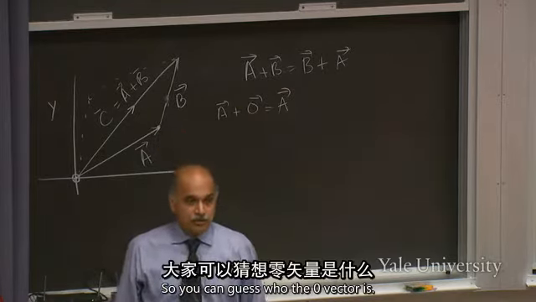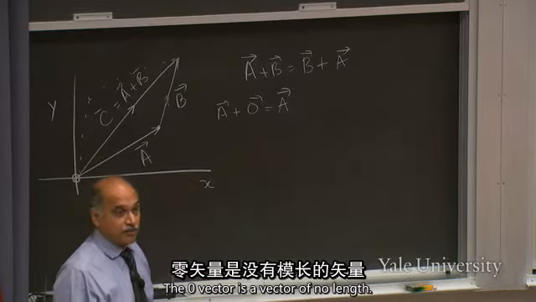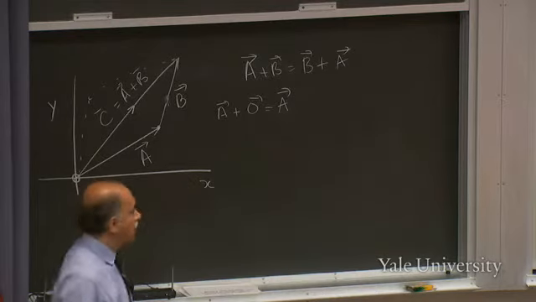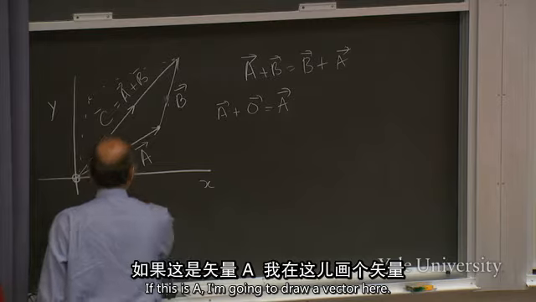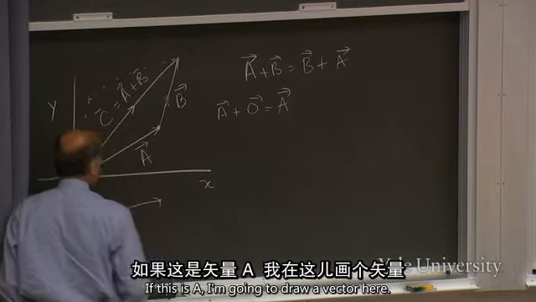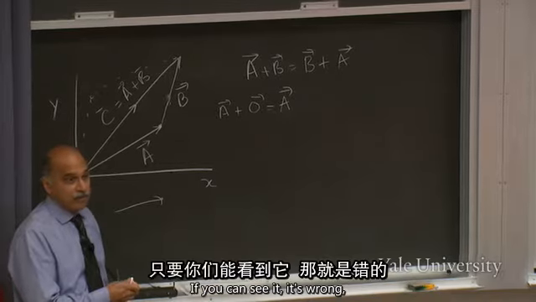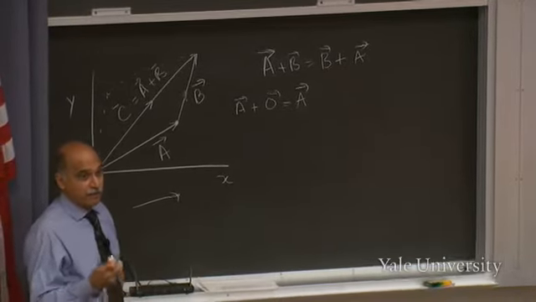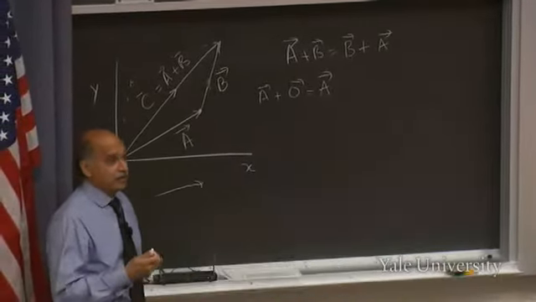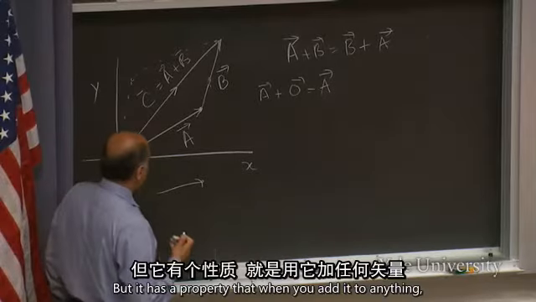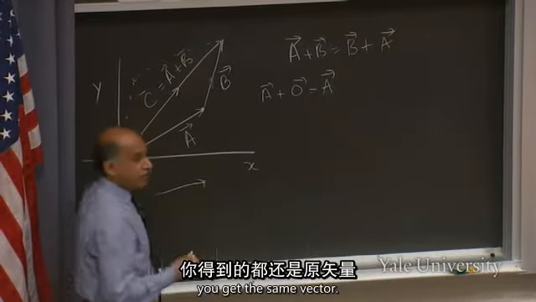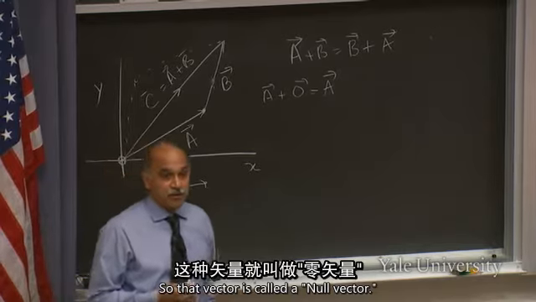So you can guess who the 0 vector is. The 0 vector is a vector of no length. If this is A, I cannot show you the 0 vector. The minute you can see it, I'm doing something wrong, right? If you can see it, it's wrong because it's not supposed to have any length. But it has a property that when you add it to anything, you get the same vector. So that vector is called the null vector.